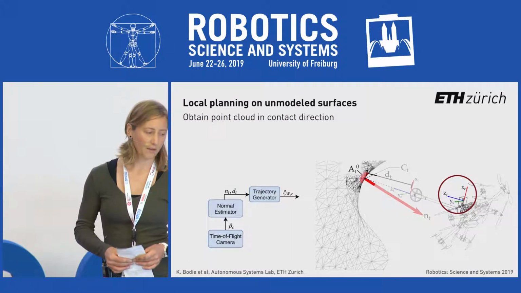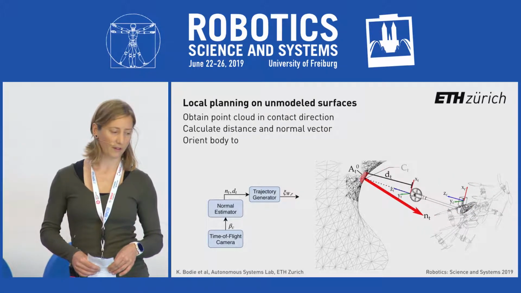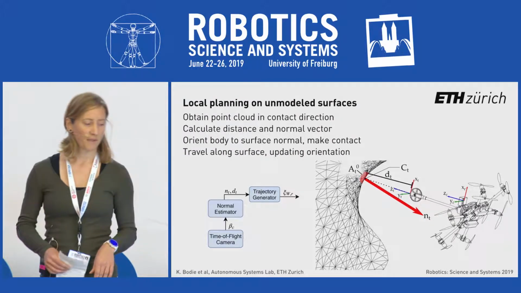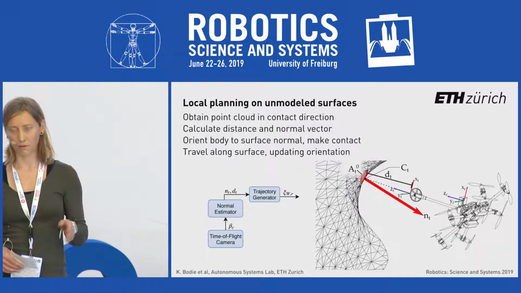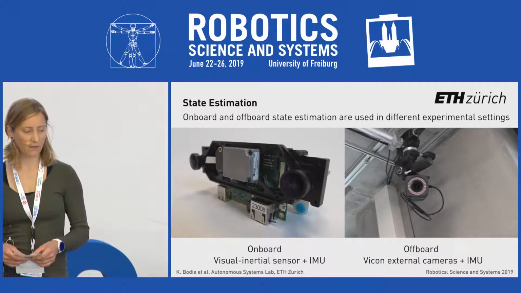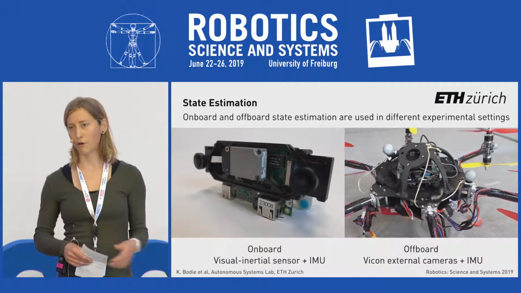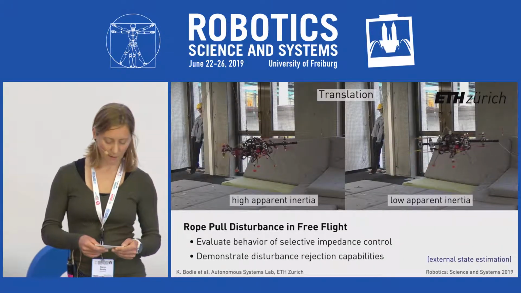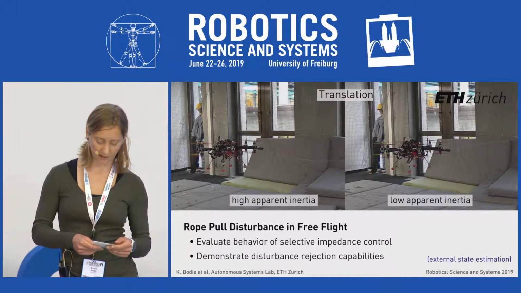Local planning involves obtaining a point cloud in the contact direction, calculating the distance and normal vector of the surface, orienting to the surface normal to make contact. And then we travel along the surface in a predefined direction, updating as we go with the orientation. We use state estimation for different experiments, either fully onboard with visual inertial sensing or off-board with Vicon motion capture cameras.